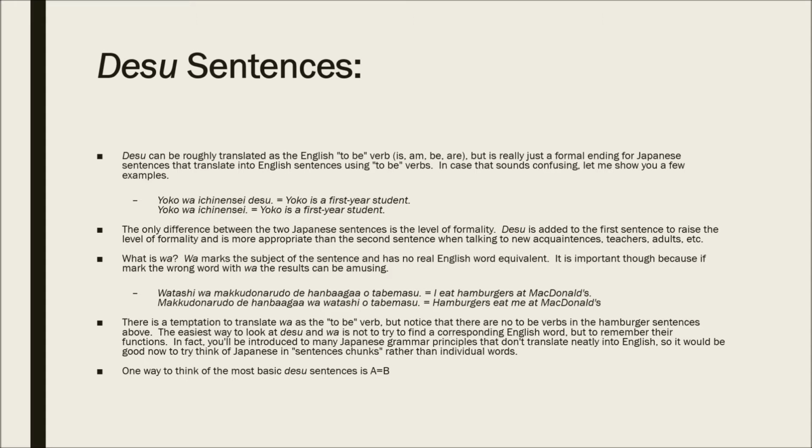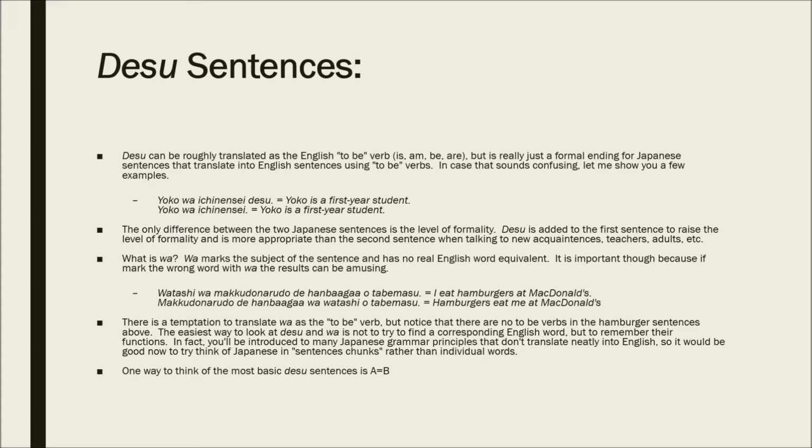So desu can be roughly translated as the to be verb, which in English is am, be, are. In case you're wondering, why do we have four that mean the same thing? Well, is singular, are is plural, am is personal. English is weird. But it's not exactly like that. It's just a formal ending for Japanese sentences that translate into English sentences using the to be verbs.